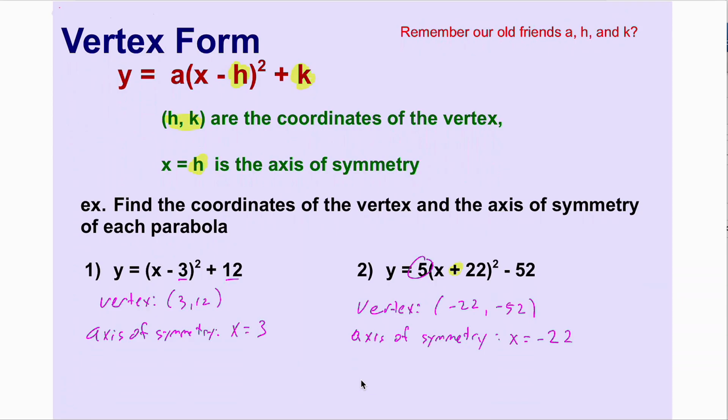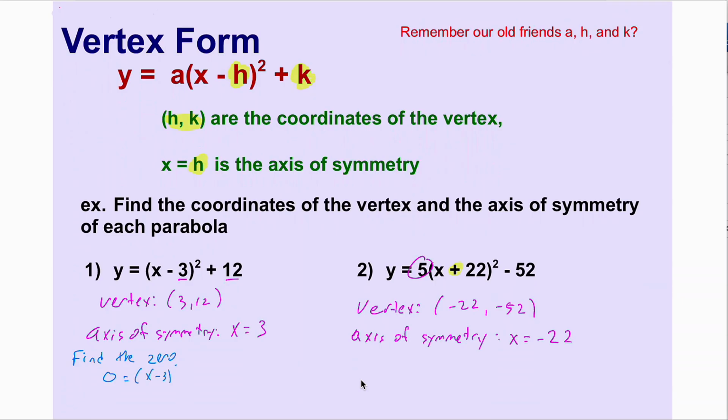Now that's the great thing about vertex form. It's so easy to find the vertex. The x and y intercepts are a little bit trickier, and you're not commonly asked for that, but I will show you it's not that hard to find the x-intercept, or the 0, when you have an equation in vertex form. What that means to find the 0 is find the x value that makes the y 0.